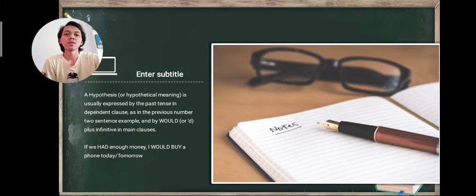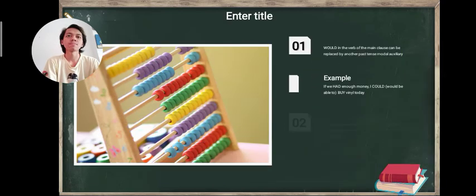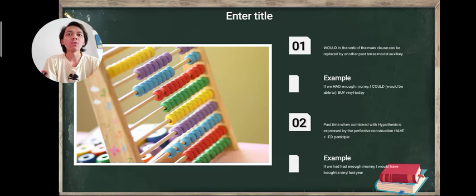For example, if we had enough money, I would buy a phone today or tomorrow. Notice that the past tense for had and would has nothing to do with past time, but the reference is to present or future time. Would in the verb of the main clause can be replaced by another past tense modal auxiliary. For example, if we had enough money, I could or I would be able to buy vinyl today.